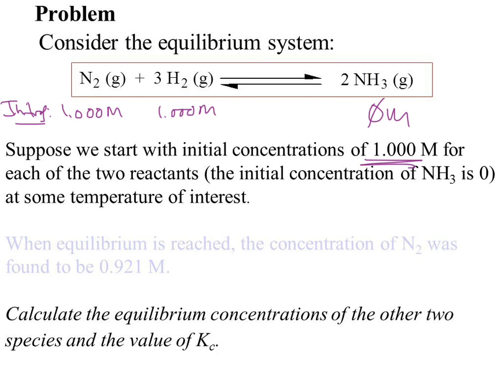I'm developing something called an ICE chart here in a minute: initial, change, and at equilibrium. So down here, when equilibrium has been reached, the concentration of N2, right? I'm going to find my N2, and here I'm going to write equilibrium. Very messy. But under equilibrium, I'm going to put 0.921 molar.